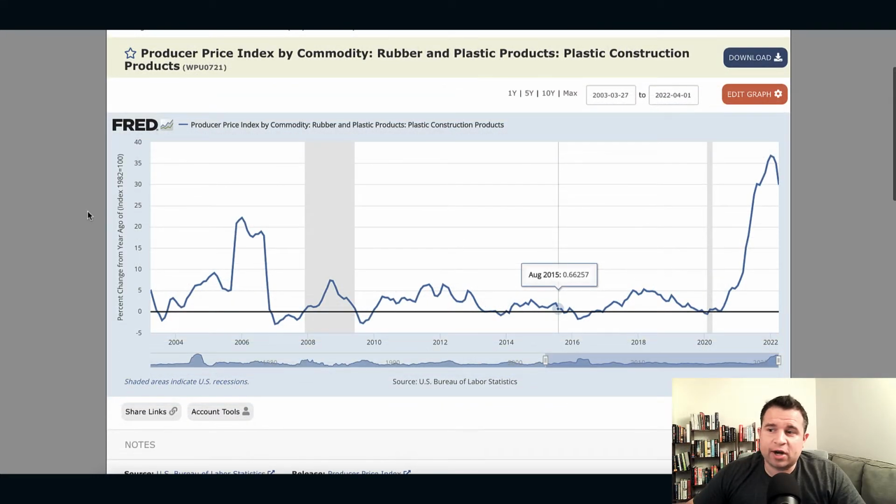The next section is plastic construction products. Basically, all that means is things like PVC piping or fasteners, etc.